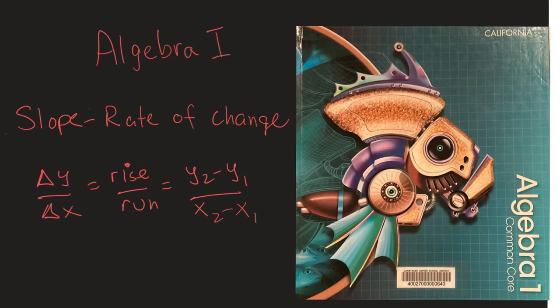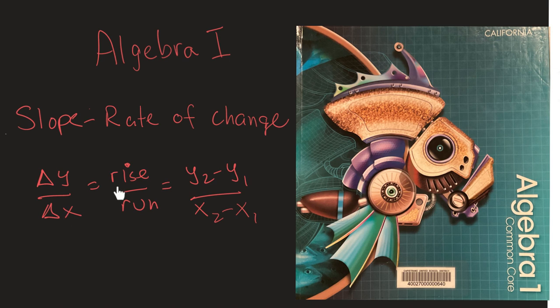Welcome to the newest lecture on Algebra 1, and today I'm focusing on slope, which is also called rate of change, but in Algebra 1 we focus on the word slope. And slope is defined as the change in the y values. That triangle means change in. It also is called delta. But the change in the y values divided by the change in the x values.